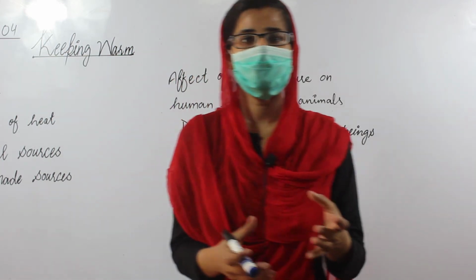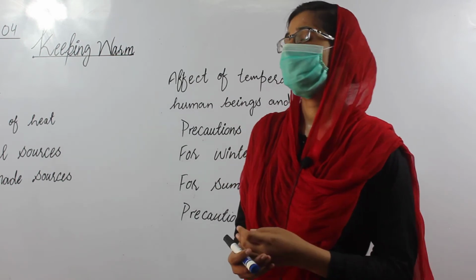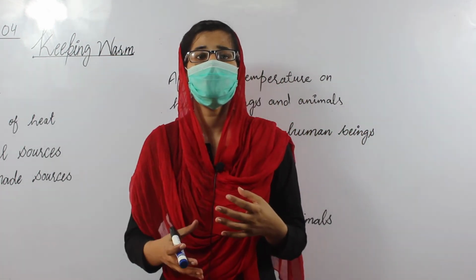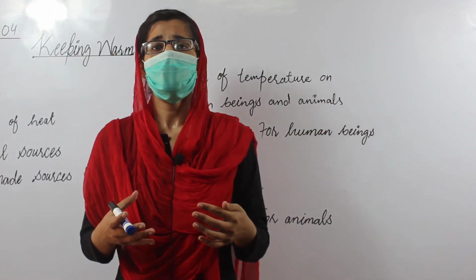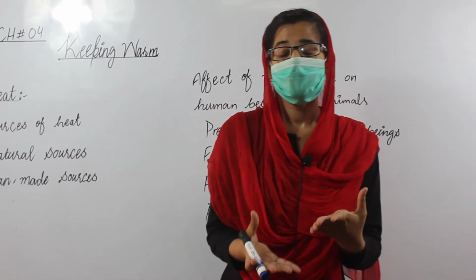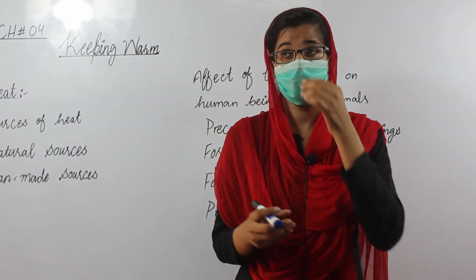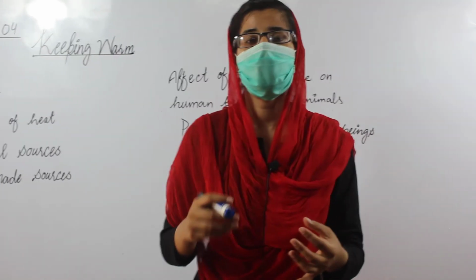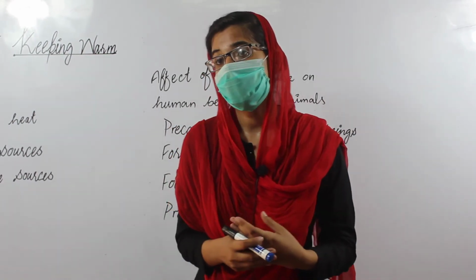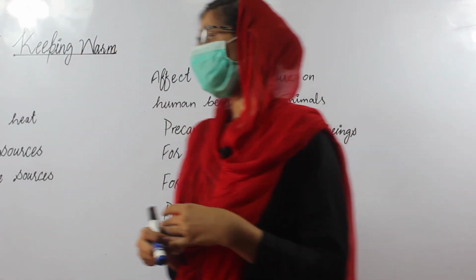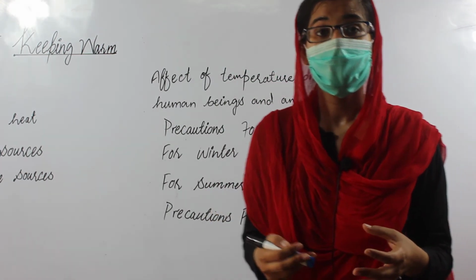Now man-made sources, which we also call artificial sources. Man-made sources are things made by a person, such as an instrument. Man-made sources are the toaster, hair dryer, gas stove, iron, cooker, and oven. These are man-made sources.